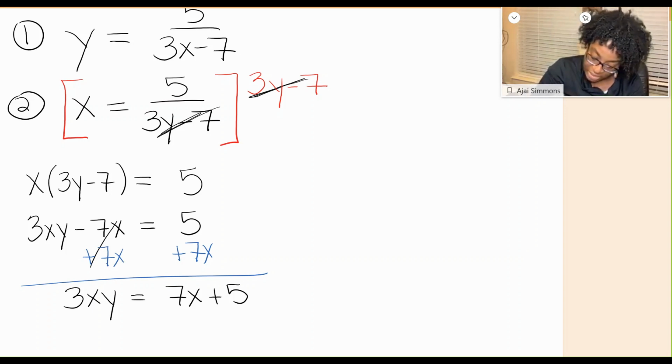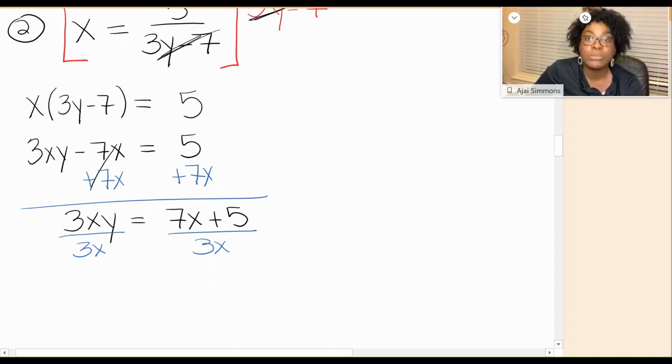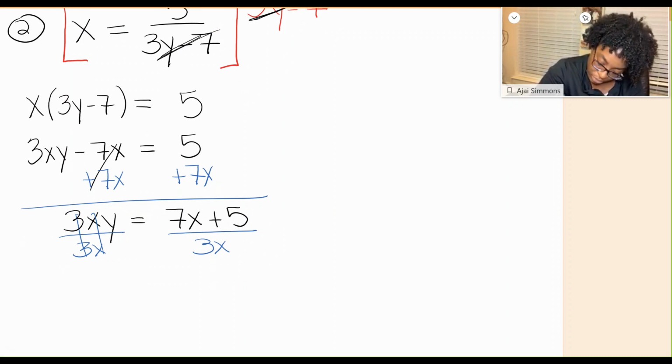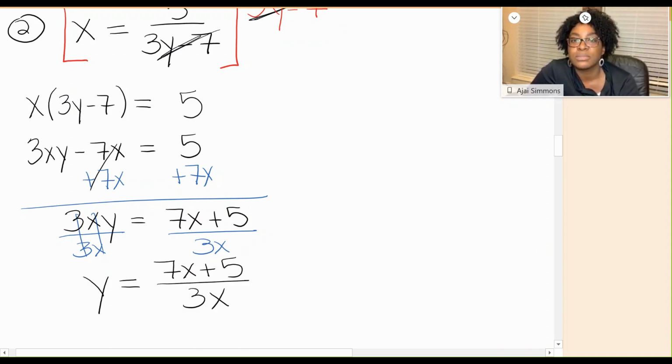The one thing that's in the way of y being by itself is the 3x. So I will divide both sides by 3x. That's going to make this go away. So y is equal to 7x plus 5 over 3x. So I finally have the y by itself.